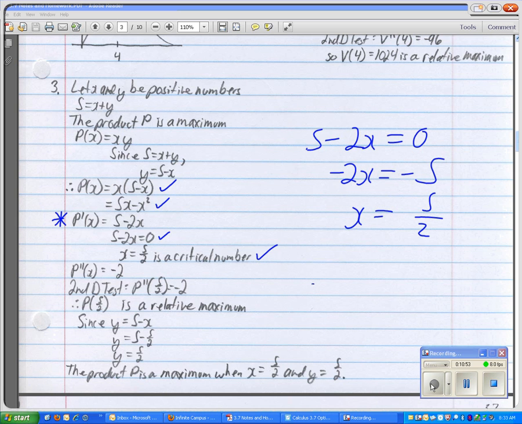Well, the second derivative is easy. Using that as my first derivative, take the derivative. The derivative of s, since s is a constant, is 0. The derivative of negative 2x is negative 2. And that gets me the second derivative. All right, you guys with me now?